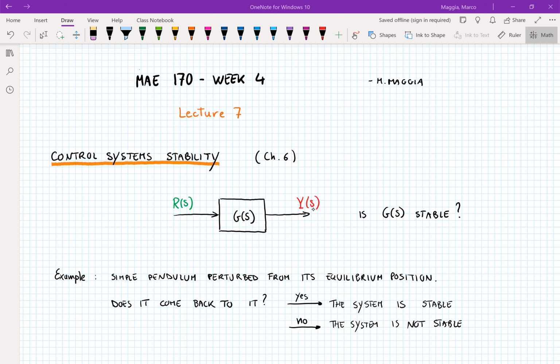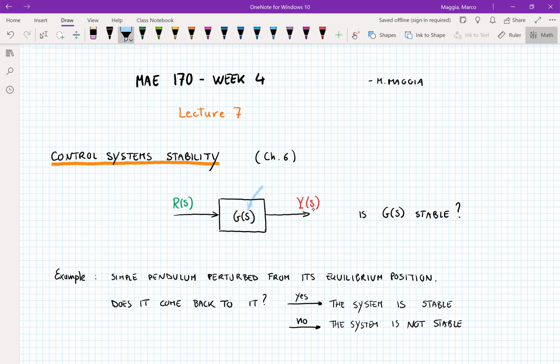So finally, we're ready to talk about control systems stability. Everything that I will be talking about in this lecture will be in chapter number 6 of your textbook. So the main question that we want to answer is, given a system, and again, you can think about it just as a transfer function, is the system stable or not?